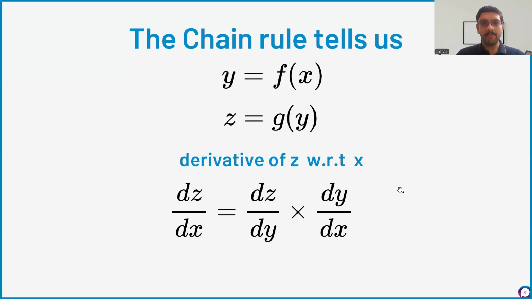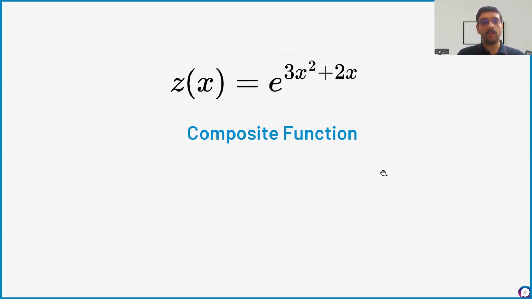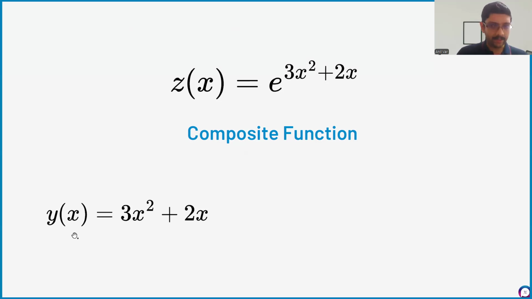Now, let's look at an example and it'll become clear how this is so useful. So we've got this function z of x is equal to e to the power of 3x squared plus 2x. Obviously, you don't see a y here, right? Now, this kind of function is called a composite function because you can write it as a function of a function. What do I mean by that? Well, you can say let y of x is equal to 3x squared plus 2x. And so now this term is y. And then z of y is e to the power of y, where we know y is 3x squared plus 2x. So z is now a function of y, which is a function of x.